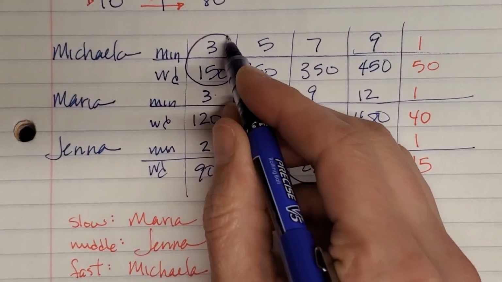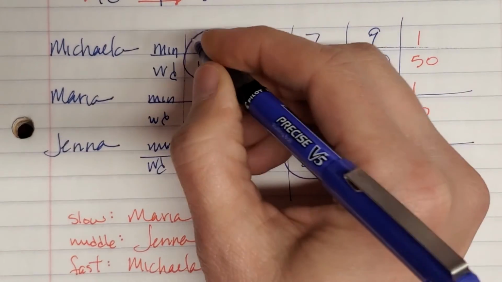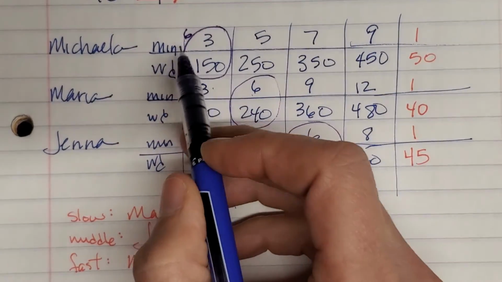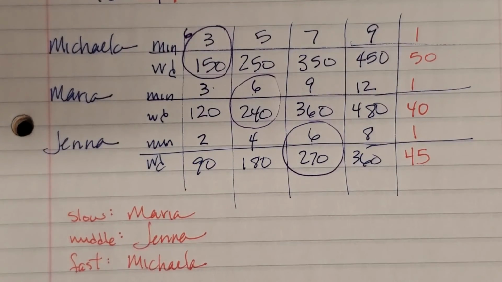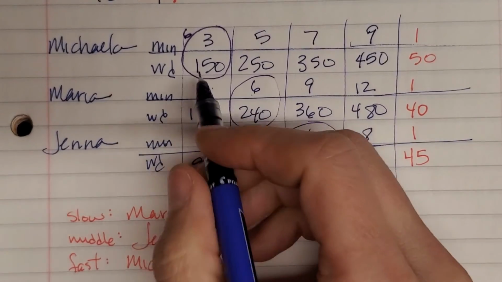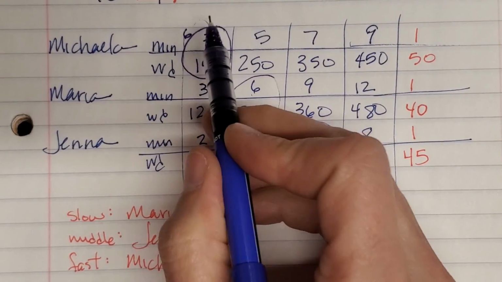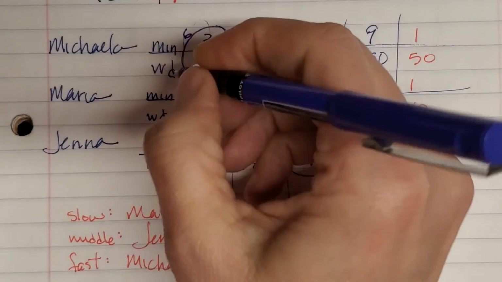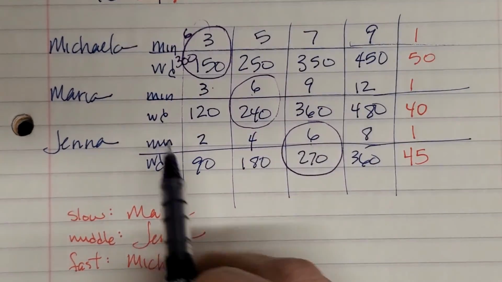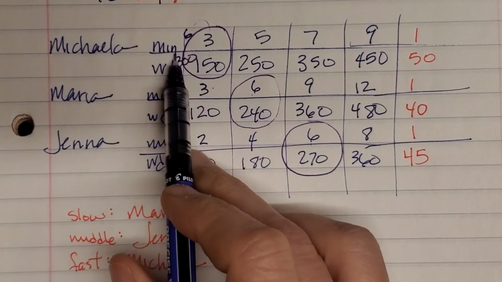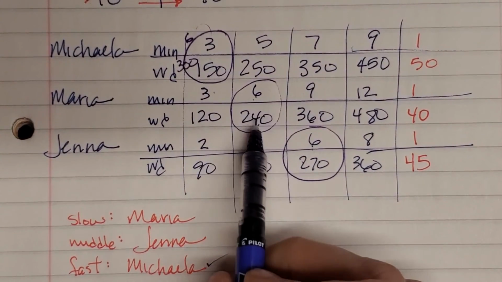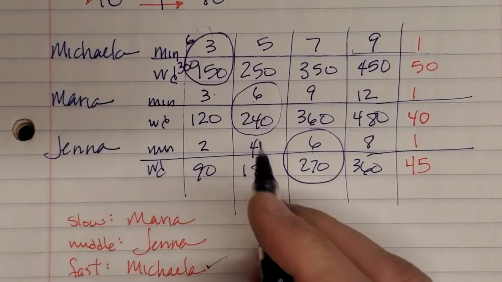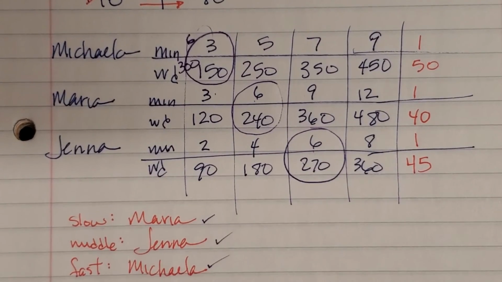And I'm going to look at this one. I need this to get to 6. So I'm just going to write it right here. 6, because then we'll have all the same number of minutes, and in order to compare, they must share. Okay, how do we get from 3 to 6? Times by 2. 150 times 2, 300. Who has the most words? Michaela, she's the fastest. Yes, we said that. Who has the least words? Maria. Oh, we said that too, and that puts Jenna in the middle.